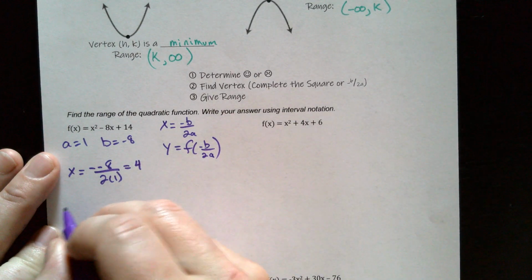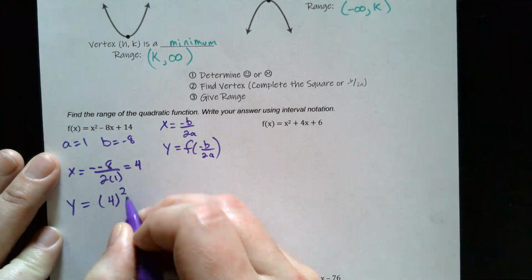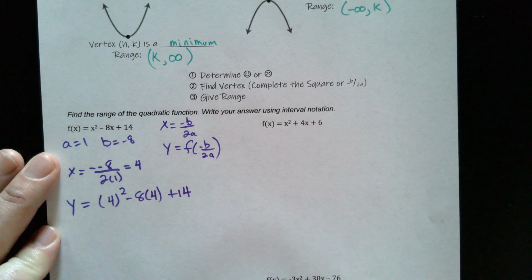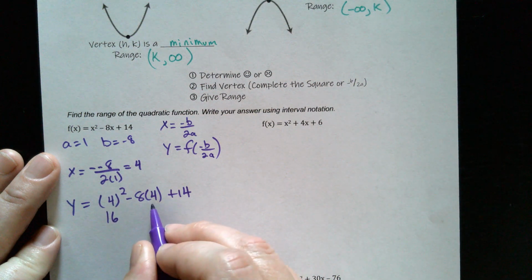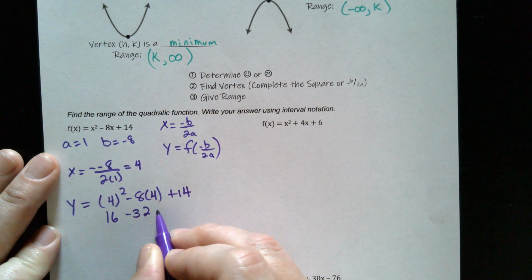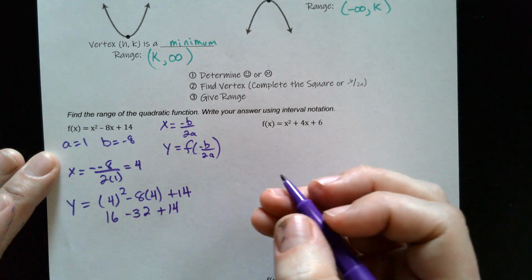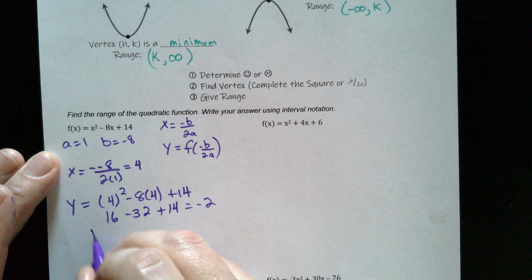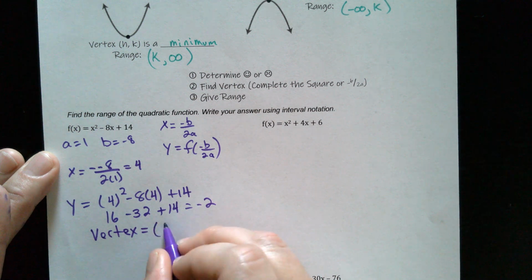Now to find the y-coordinate, we plug it in. y is equal to, plug in the 4: 4 squared minus 8 times 4 plus 14. Okay, so this will be 16. This will be negative 32 plus 14. Let's see, these two get 30, so negative 2 will be the y portion of our vertex. So our vertex is equal to (4, negative 2).